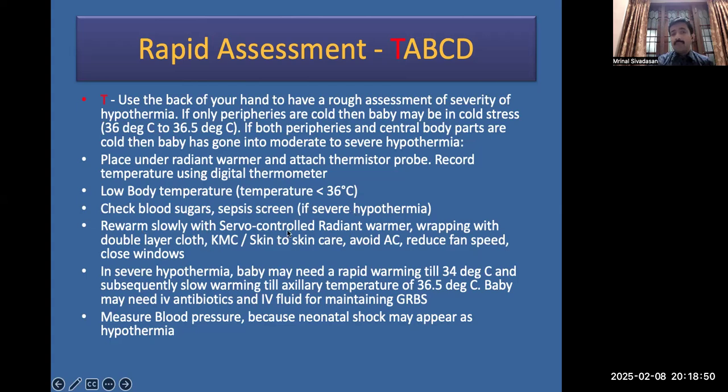And rewarm slowly with a servo-controlled radiant warmer, wrapping with a double layer of cloth, and kangaroo mother care or skin-to-skin care. Avoid using an air conditioner, reduce the fan speed, and close windows.